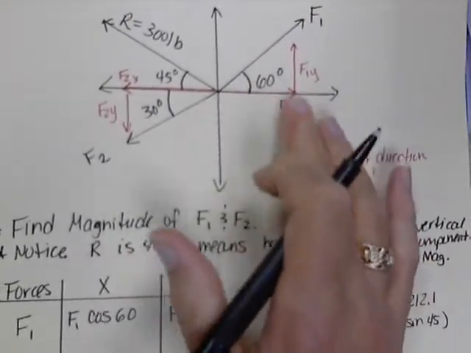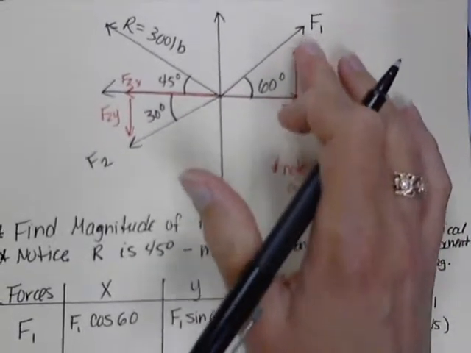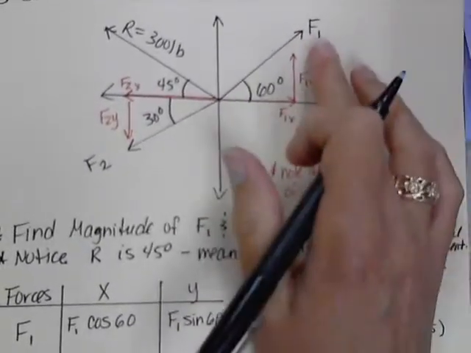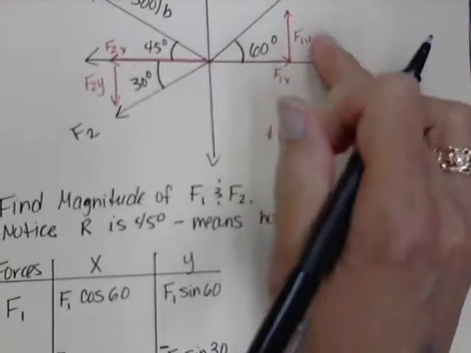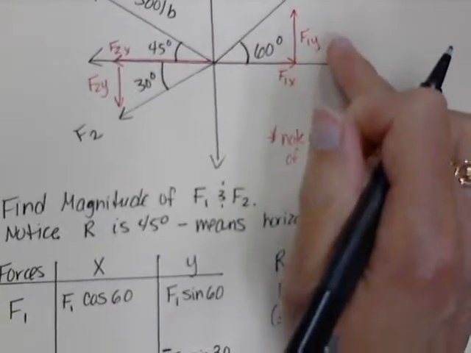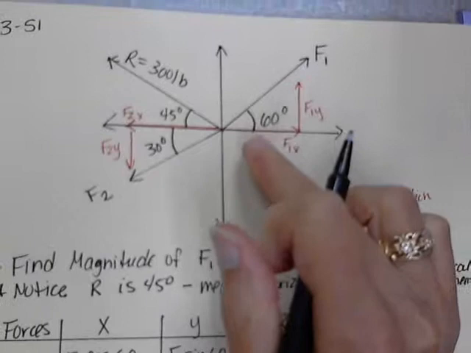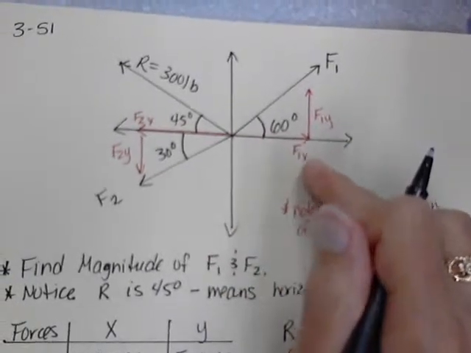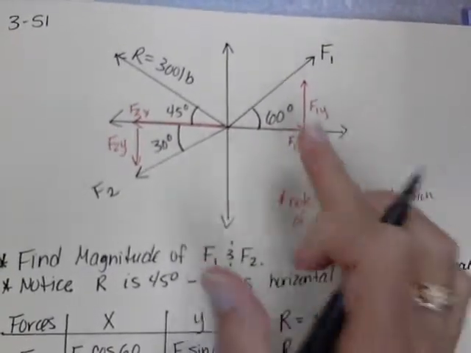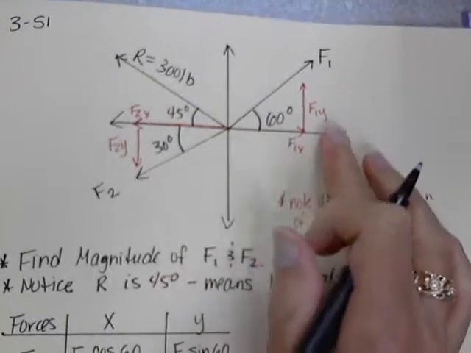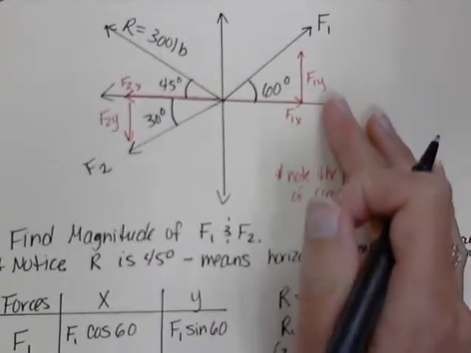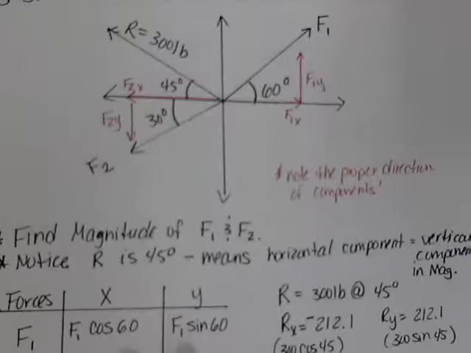Okay. To complete our table, when I went back to our drawing, I used red ink to show the horizontal and vertical components of each one of these vectors for F1. F1's in quadrant 1, so its horizontal and vertical components are both going to be positive. F1 in the horizontal is just going to be F1 cosine of 60, and your Y would be F1 sine of 60. So I put those in my table.